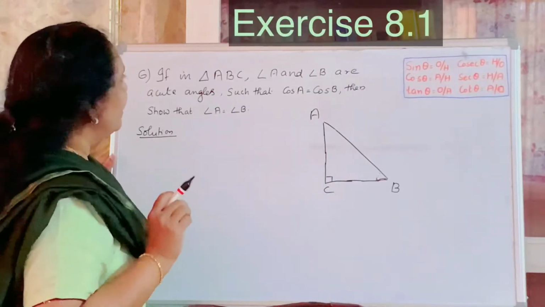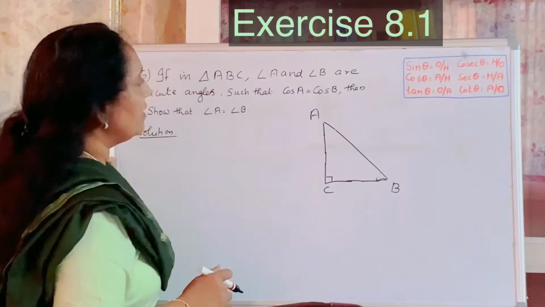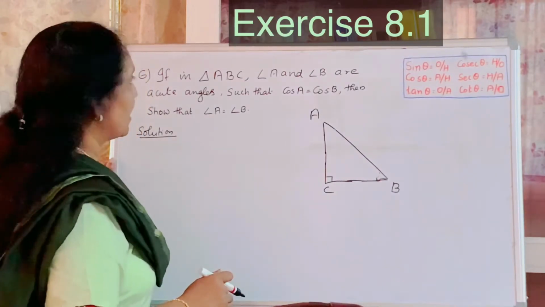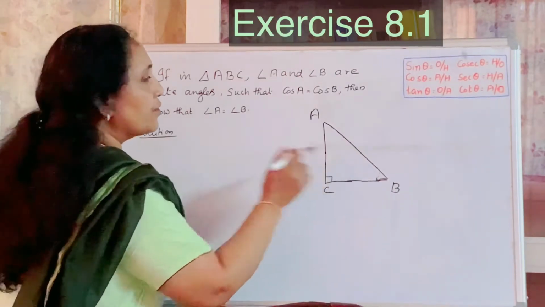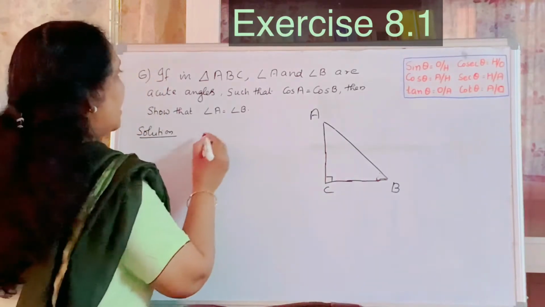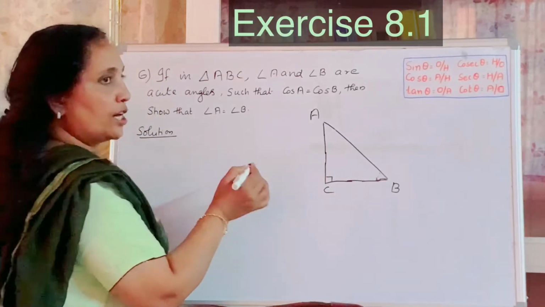Question number 6. In triangle ABC, angle A and angle B are acute angles, and cos A and cos B are equal. That is given to us. And we want to prove that angle A and angle B are equal.